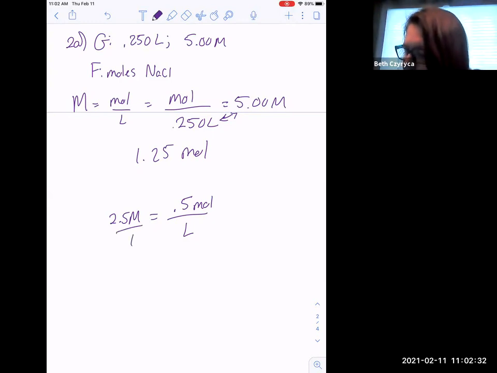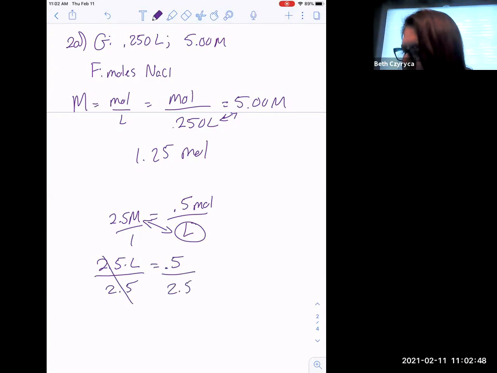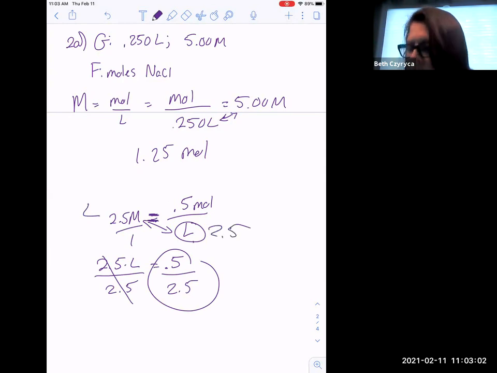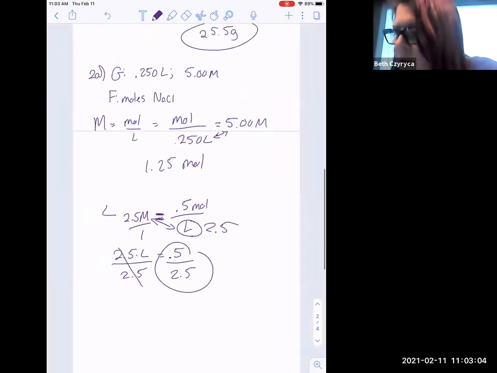So just remember, when you're solving for the variable in the denominator, these two can just switch places. You don't have to write it all out. 2.5 times L equals 0.5 times 1, and then divide by 2.5 on both sides, because you're going to get the same answer. If this is an equality, not a multiplication, then those two can switch places. And it puts the liter up in the numerator and puts the 2.5 in the denominator. So that's an easy trick to remember when you're doing your algebra.